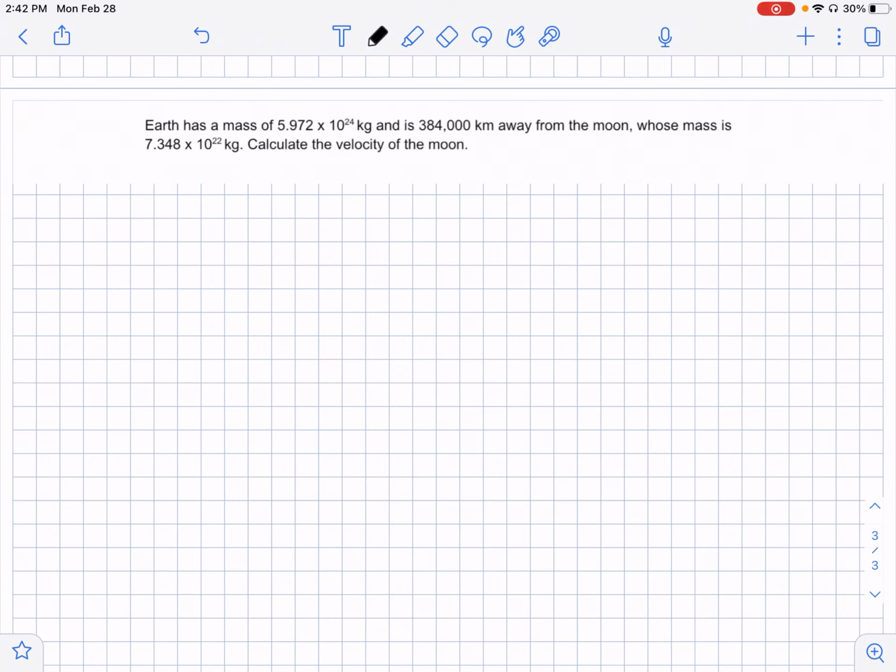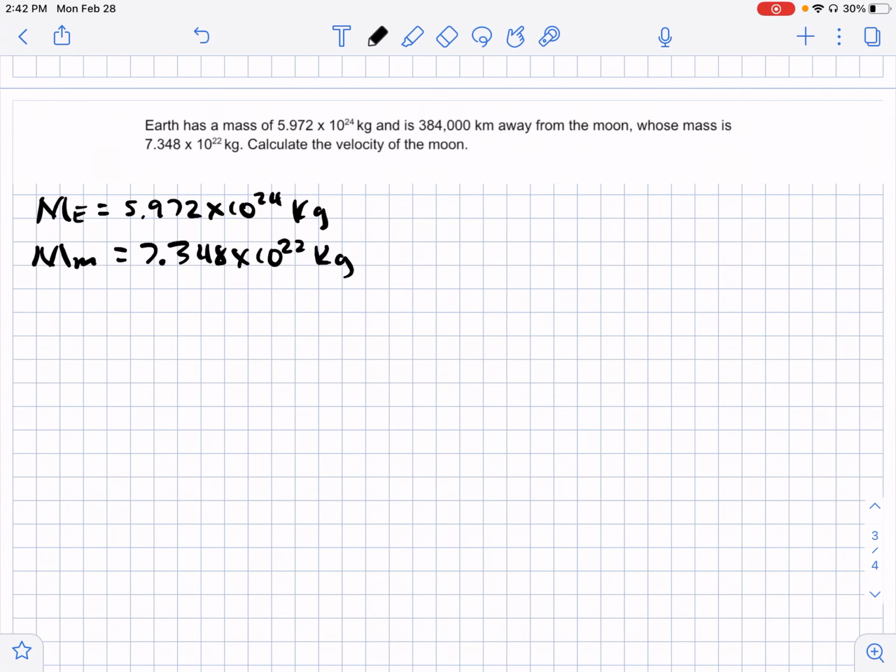And so let's write out what we have. We have the mass of the Earth is equal to 5.972 times 10 to the 24 kilograms. We're given the mass of our moon, which is equal to 7.348 times 10 to the 22 kilograms. And we are given the distance between them, and that's going to be my r, and it's equal to 384,000 kilometers. Now be careful with the units there, that's kilometers.